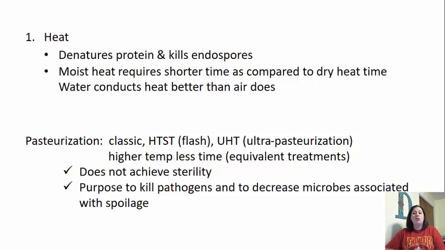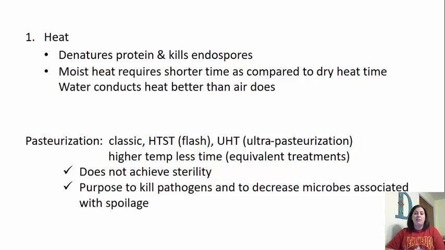The other one is UHT, and this is ultra high temperature, or also known as ultra pasteurization. All right, and so this is using really high temperatures. The higher temperature, the less time is needed. Okay, and so if we can increase the temperature, we don't have to put it in there for as long.